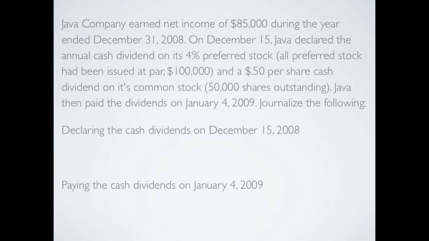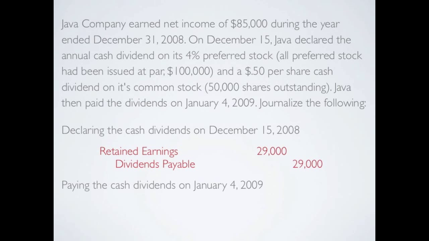So remember we said earlier, on the declaration date, there is a liability created. So you have to make an entry to dividends payable. Well, payables are liabilities and they go up with credits. So we're going to credit dividends payable for whatever the amount ends up being. We'll calculate that here in a second. But what is our debit to? Remember, dividends is not an expense. It reduces something. It reduces retained earnings. Remember your statement of retained earnings. Dividends reduces retained earnings. So we're going to debit retained earnings and credit dividends payable.